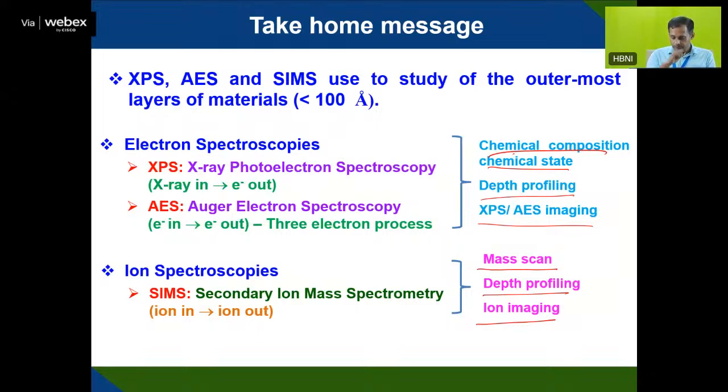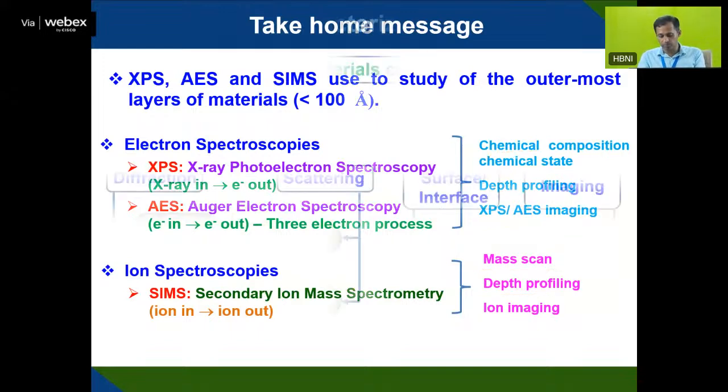In XPS or AES you can also do elemental mapping, and you will get very good information about the chemical composition. XPS can be used for all elements except hydrogen and helium, whereas AES can be used for all elements above lithium. You can analyze the lithium solid band structure. In ion spectroscopy, SIMS, all elements can be used, and identification and quantification are possible.